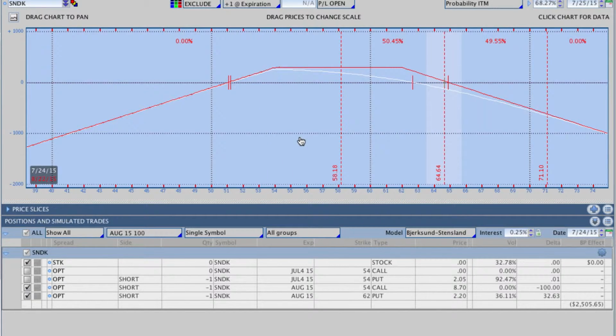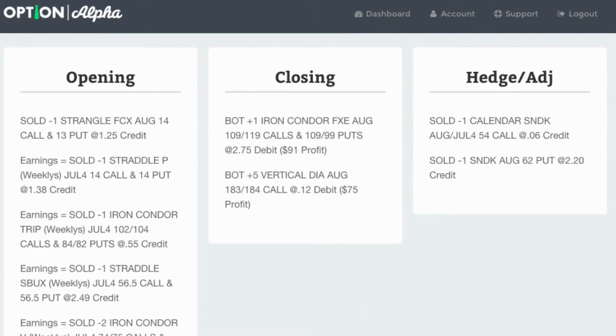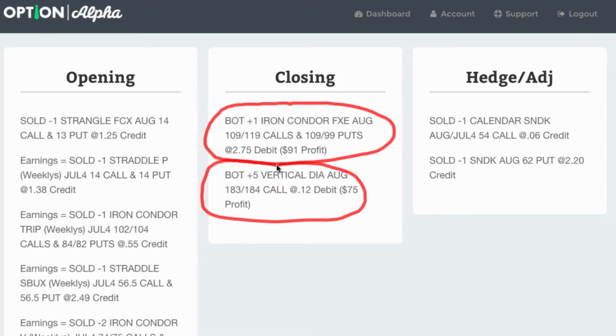And as long as it comes back in there, which again, it can definitely do, that's statistically the best way to play this thing, then that's what we're going to do. So we're going to hold this thing for a little bit longer and see what we can get out of it. Had 2 closing orders today. I'll go over these real quick. We had an automatic closing order in FXE and in DIA.